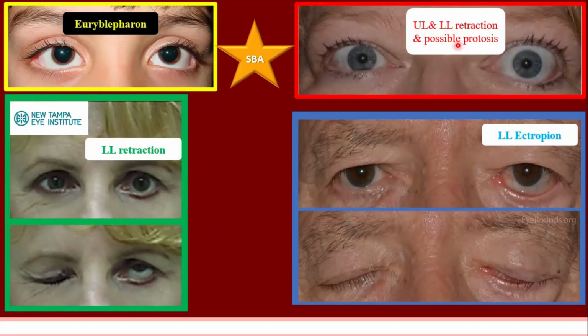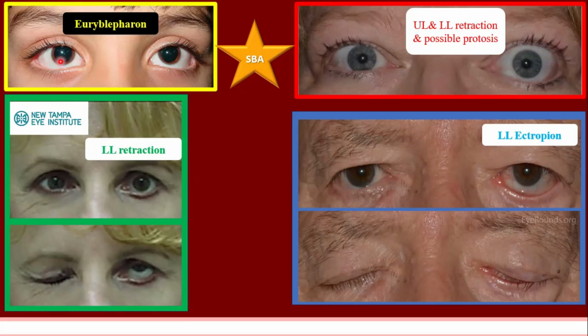I said here possible proptosis on the left side because you need to confirm it by Hertel exophthalmometry and by measurement, okay? But definitely there is upper lid retraction, because whenever we have upper lid retraction, the tarsal show is not evident, it's very small. And usually upper lid retraction is associated with lower lid retraction in the setting of thyroid. And we have something called temporal flare here also.